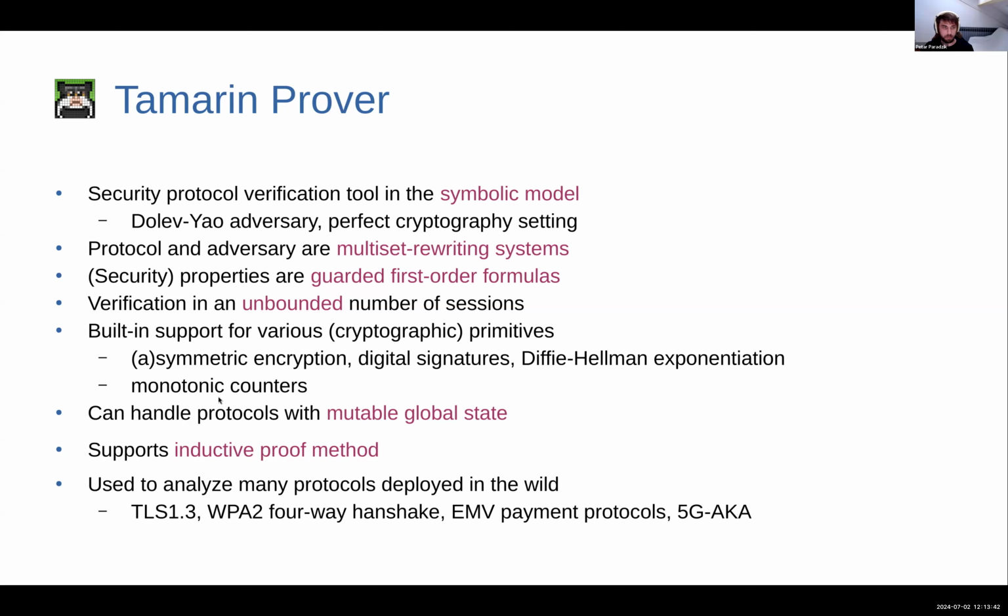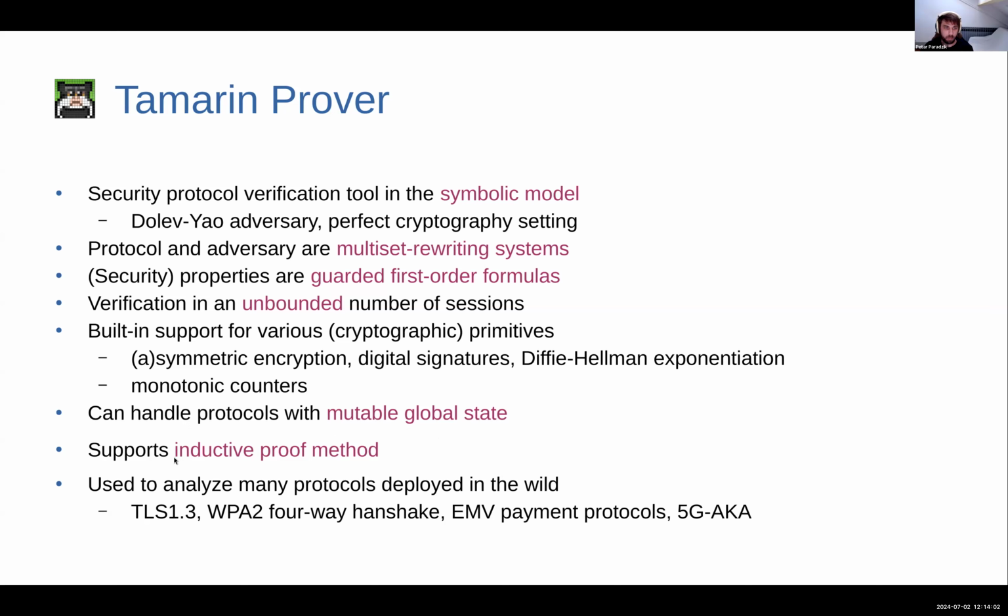Also, one useful feature is that Tamarin can handle protocols with mutable global state. That is also very useful because it enables us to model swapping, because in our model, the state of the guest pops in and out of the global state of the existence.